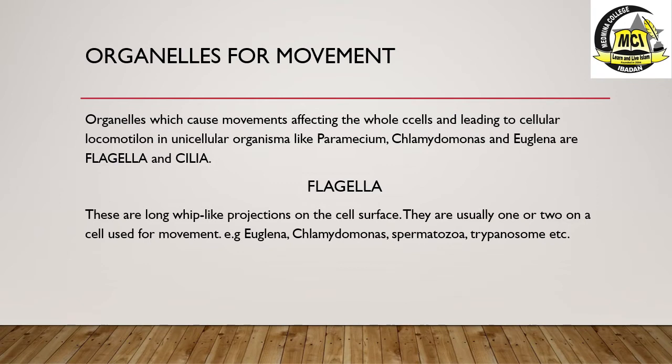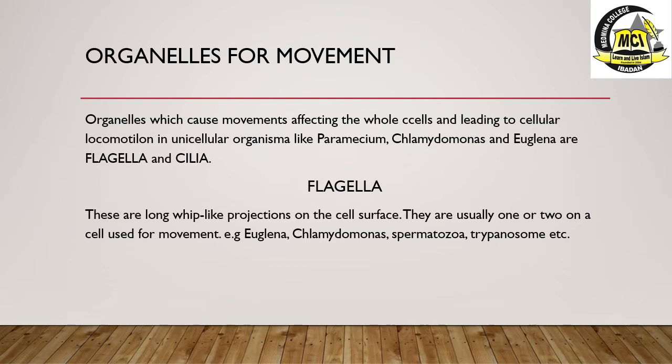But now let's look at locomotion in unicellular organisms like Paramecium, Chlamydomonas, and Euglena. Paramecium, Chlamydomonas, and Euglena make use of flagella and cilia. Paramecium makes use of cilia, Chlamydomonas makes use of flagella, and Euglena makes use of flagella.